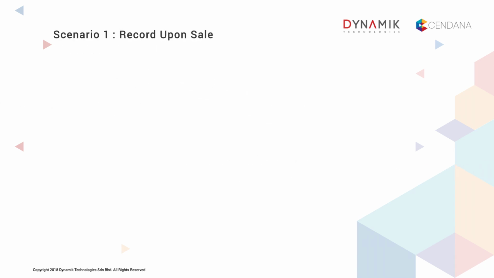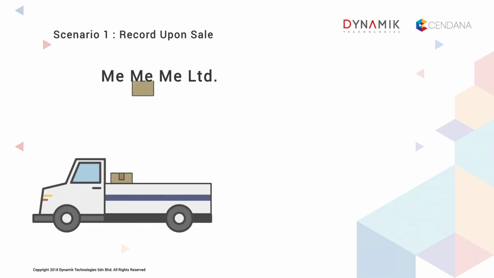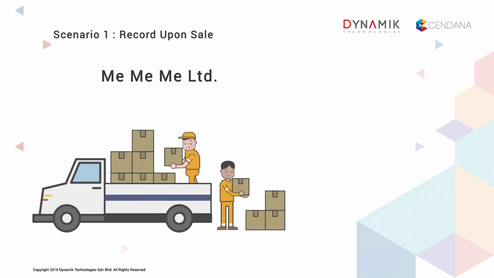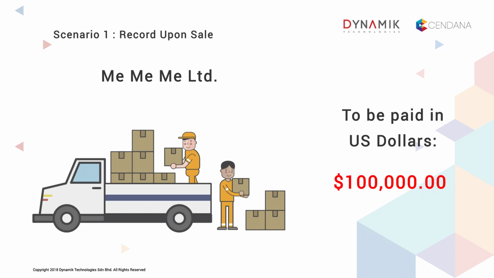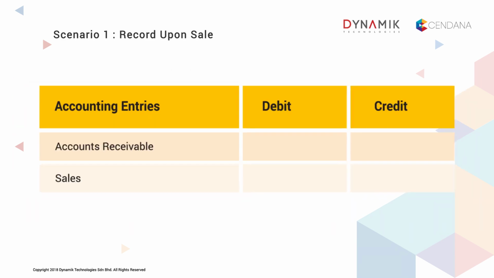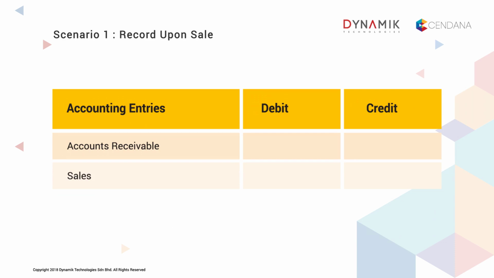The first scenario is to record transactions upon sales. For example, Me Industries Limited sells goods to a company in the United States to be paid in US dollars, having a value at the booking date of $100,000. Me Industries Limited records this transaction with the following entry. Record a debit to the accounts receivable of $100,000 and a credit to the sales account of $100,000. This is a customer invoice transaction.